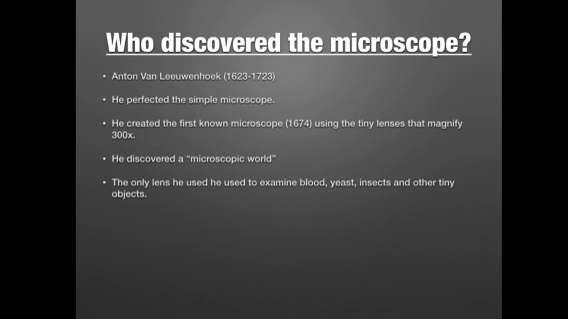Who was the first person to discover the microscope? The microscope was discovered by Anton van Leeuwenhoek. He was born in 1623 and died in 1723. He was the person who perfected the simple microscope. He created the first microscope known, in 1674, by using tiny lenses that magnify 300 times. He used the lenses to examine blood, yeast, insects, and other tiny objects that he could find. He was the person who discovered the microscopic world.